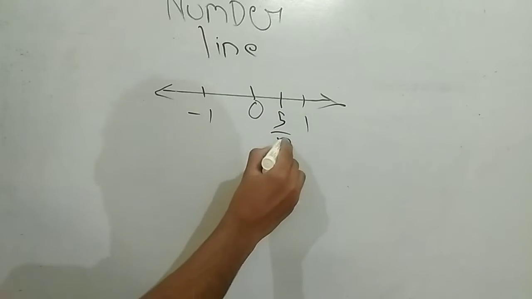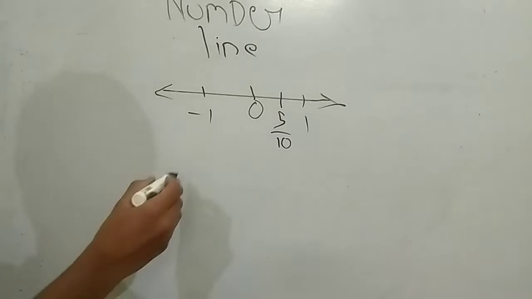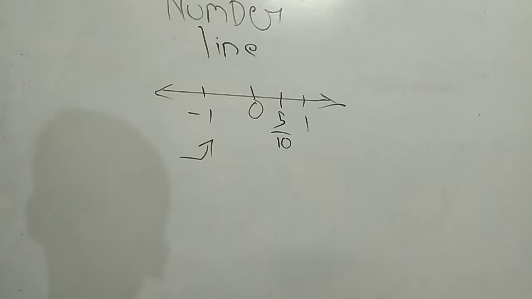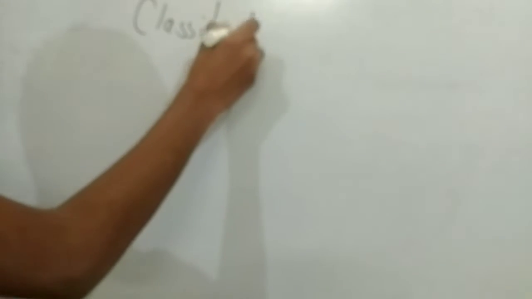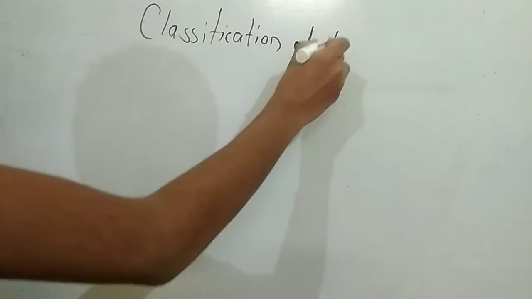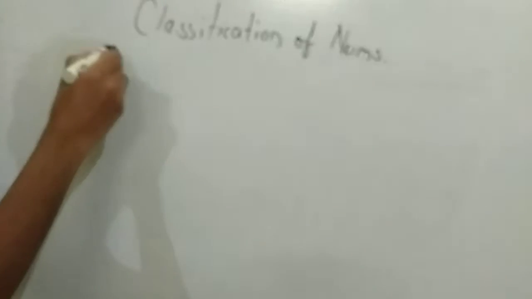There are so many numbers like 0, 1, 2, -1, and there are infinitely many numbers between them. Like between 0 and 1, there is 5 by 10, and so on. Likewise, between them also, there are so many numbers which you can't even imagine. Now let's look at the classification of numbers on the basis of their appearance.